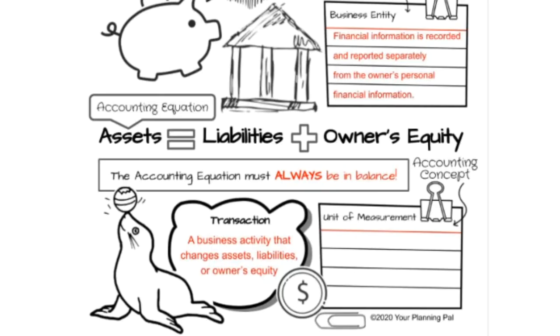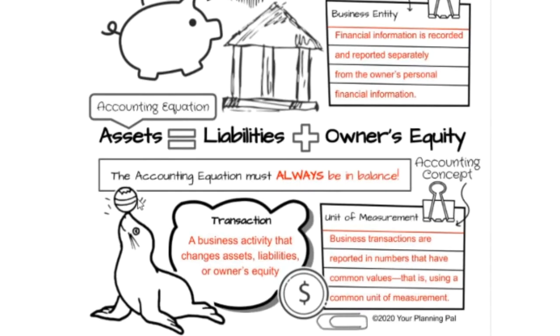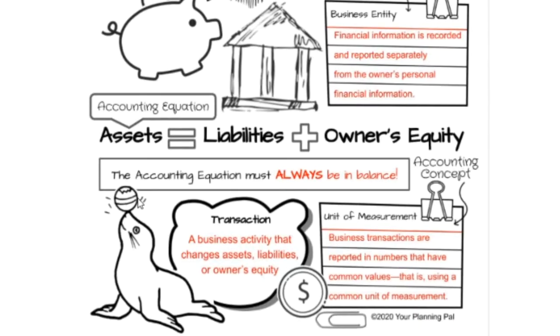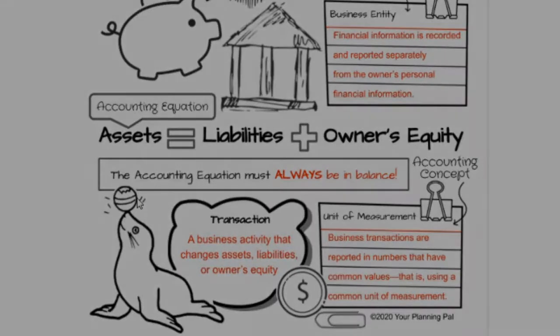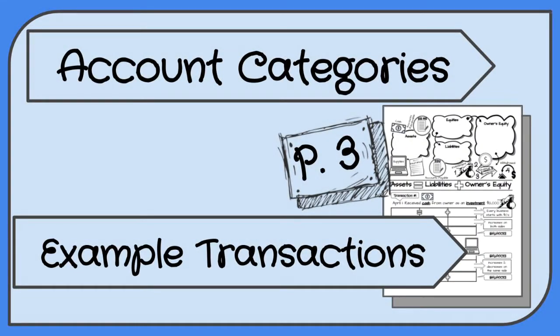And another accounting concept here is called unit of measurement. And this means that business transactions are reported in numbers that have common values using a common unit of measurement. So dollars, of course, a bank account balance is measured in dollars, but in accounting, so are paper clips and computers and anything else is reported in dollars. It's not just recorded as 100 paper clips, it's recorded as $2 worth of paper clips. Okay, moving on to page 3, we are going to talk about account categories and then start some example transactions.